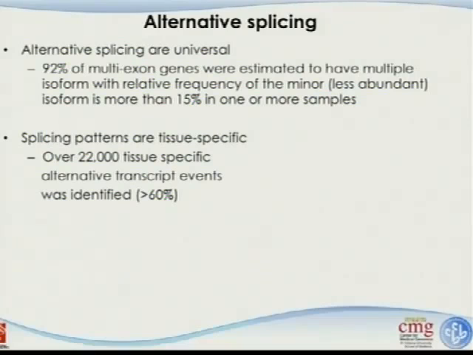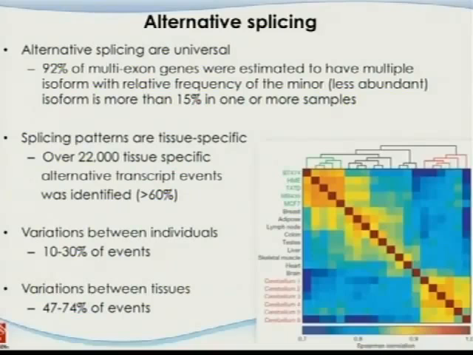And splicing patterns are tissue-specific. This is another conclusion. They found over 22,000 tissue-specific alternative splicing events, so over 60% of alternative splicing events are tissue-specific. What they did is cluster across the different tissues, okay? You can see these are the same tissue from different individuals, and these are all brains, different brain lines. And these are different tissues, so breast, fat, lymph nodes, colon, testis, liver, and so on, 10 different tissues.